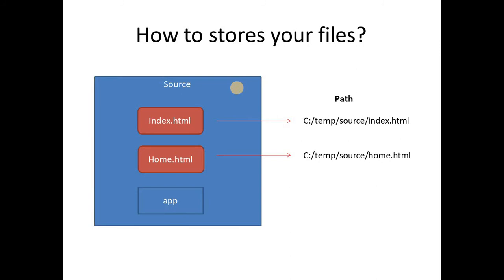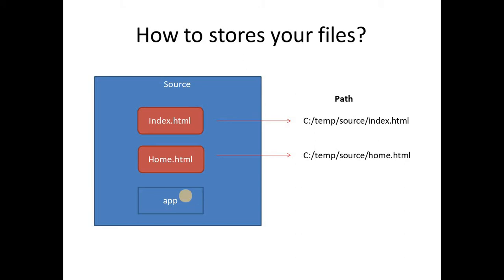Now we are going to see how we traditionally store data or files in a directory. First of all we create a directory, and once we create a directory we can keep files in it. In this example index.html and home.html are two files, and each is identified by a unique path. Also, a folder or directory can contain one more folder or directory.